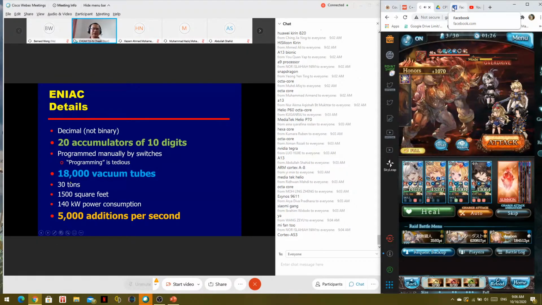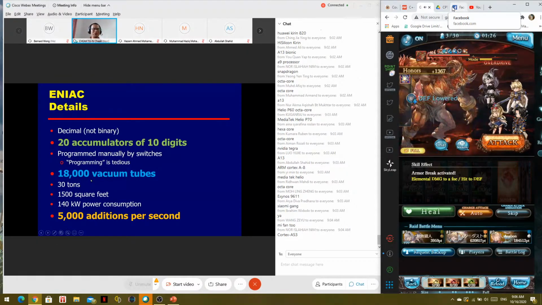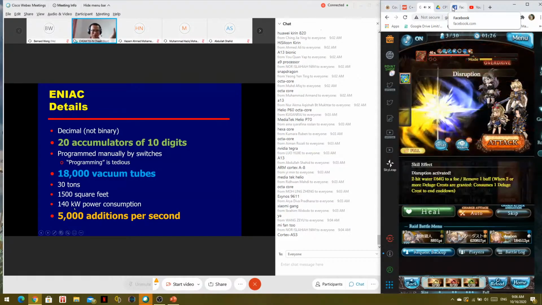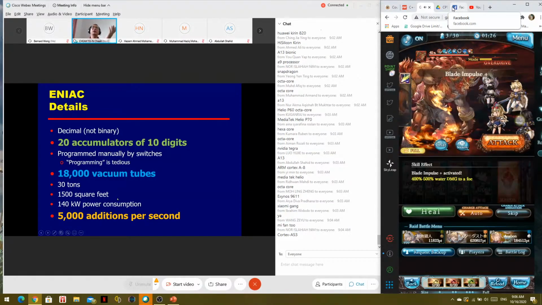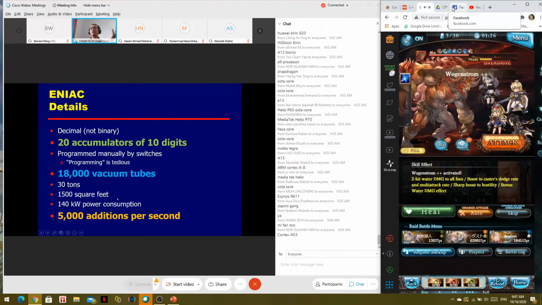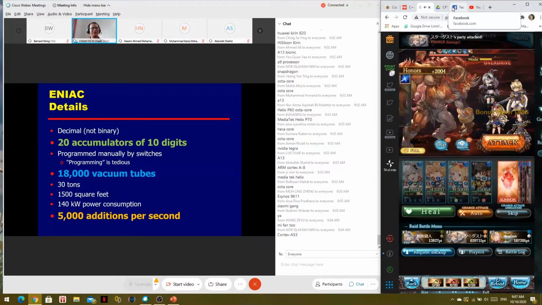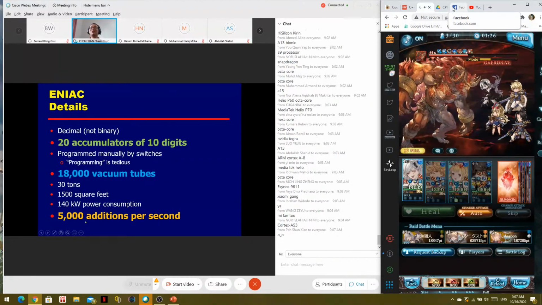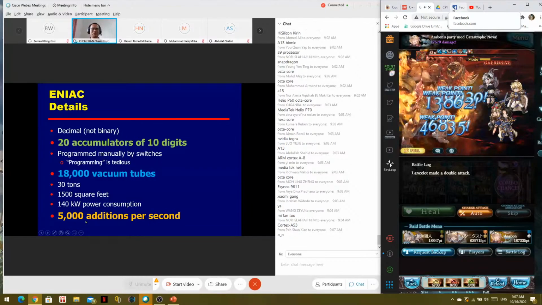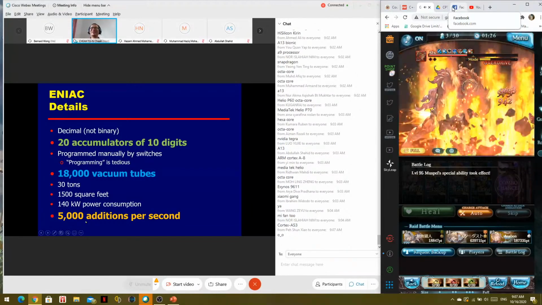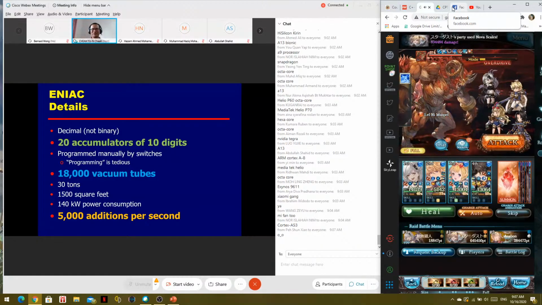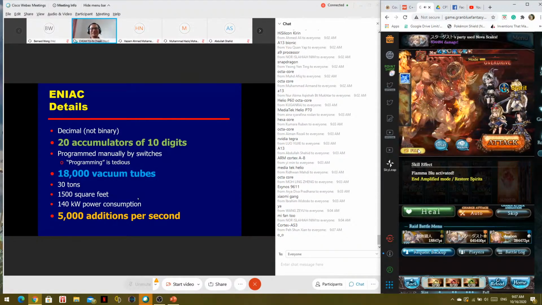Okay, ENIAC has 18,000 vacuum tubes and weighs 30 tons. It uses 140 kilowatts of power, and that is something like 30-40 air cons running at the same time. And it only does 5,000 additions per second. To a human, that is fast, okay, but by computing standards, that is considered super slow already.